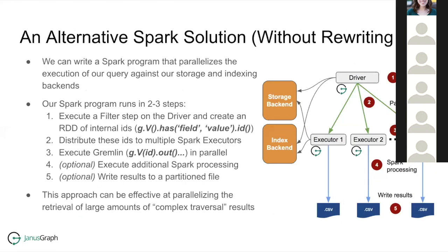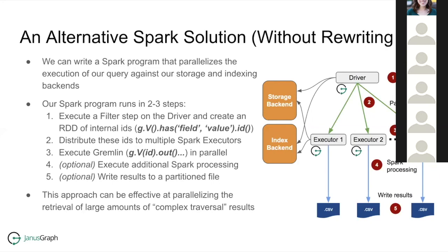And so, in theory, if we write this program, and this is not theory, this has been used and tested, and it works pretty well. So basically, we have 3 core steps, and then we have 2 optional steps. So the first step is that we want to execute a filter step on our driver. And with that, we're going to create an RDD of internal JanusGraph IDs. And so that might look like g.V().has where some field equals a value, and then we'll get the IDs as a result of that filter step. Now we want to distribute that RDD of those JanusGraph IDs to some number of Spark executors.